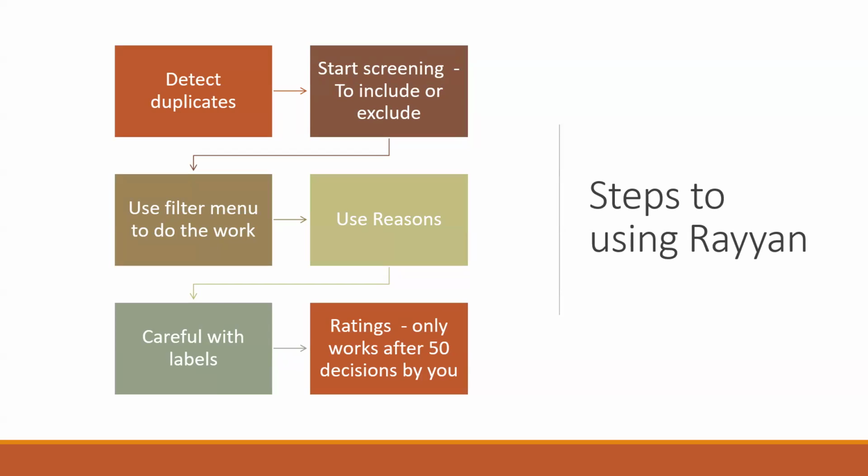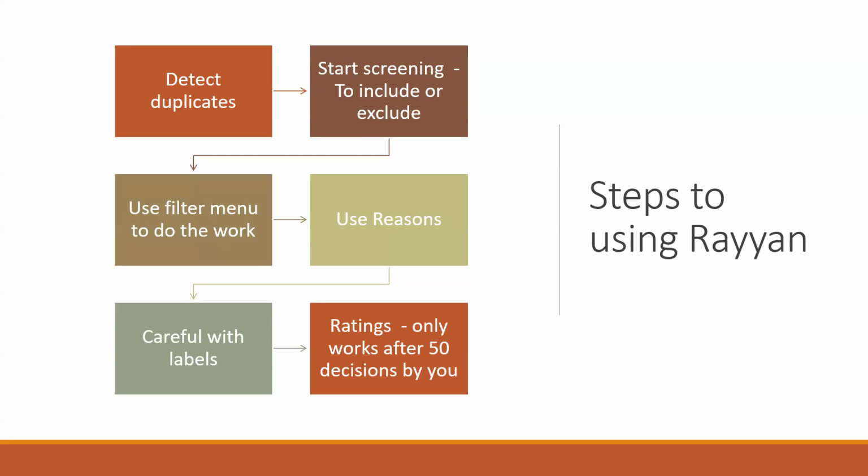And then you're going to start screening. You're going to say whether you want to include or exclude, and those will be tagged, which is really great. So include is going to be green, exclude is going to be red. And then you use the filter menu to kind of do the work. So much like a database, it has a way that you can filter out all of the articles that you have. So you'll see here in a minute, you can filter by author, you can filter by journal, you can filter by keyword. And so that can really help you with finding what articles you want to keep and what articles you might want to exclude.